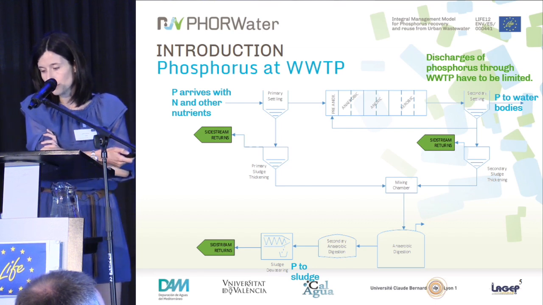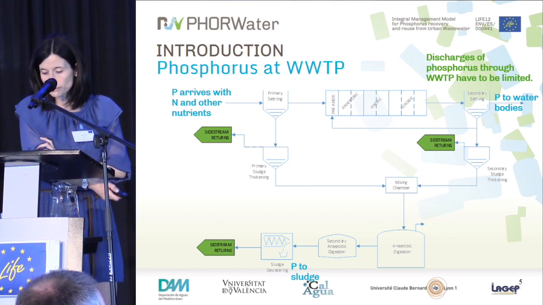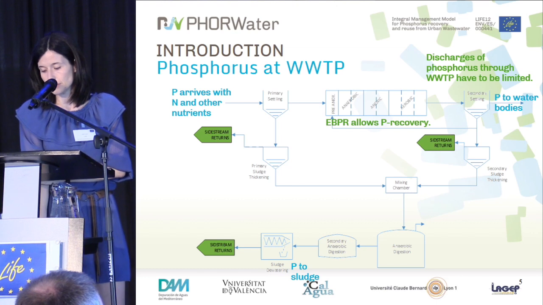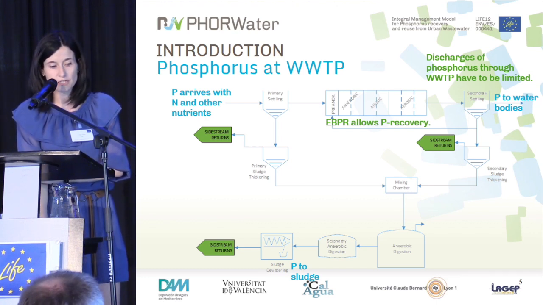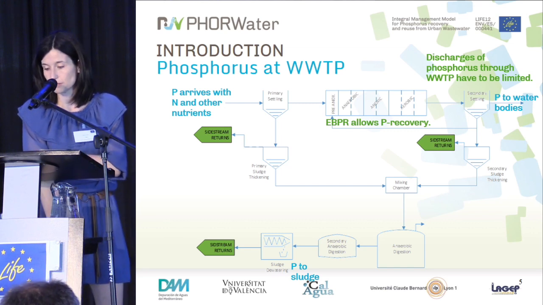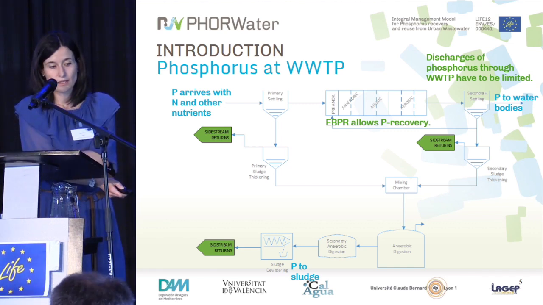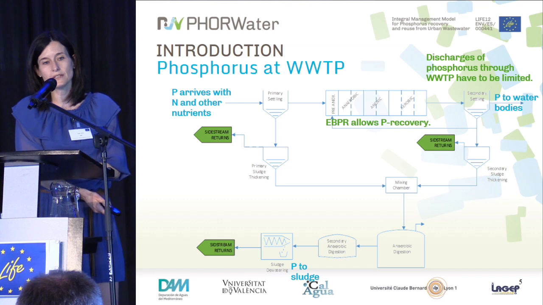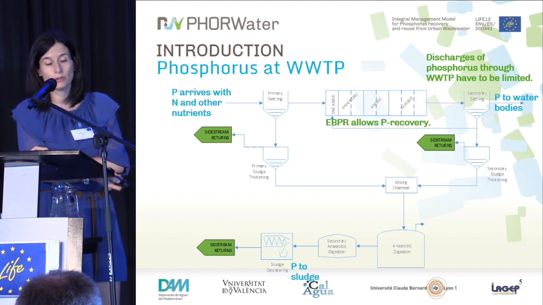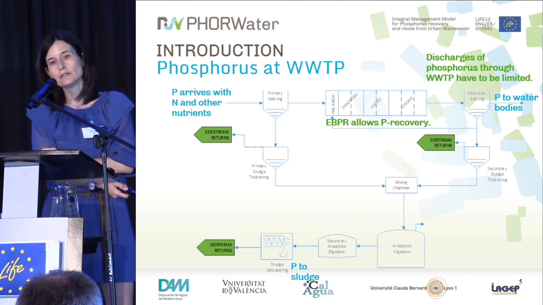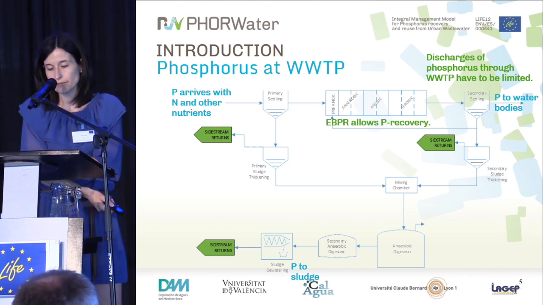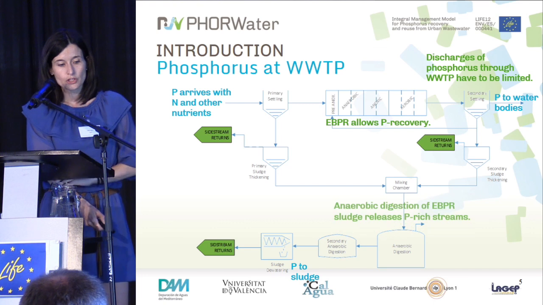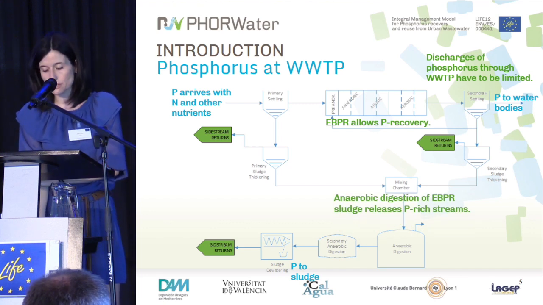Discharges to water bodies should be limited in order to avoid eutrophication problems. And it can be done either by dosing aluminum or iron salts, or by enhanced biological phosphorus removal processes. If we do it by dosing aluminum or iron salts, the problem is that the phosphorus will still go to the sludge, but it will not be in an easily bioavailable form. It will be in the sludge, but it won't be very useful for the plants. So what we do is improve the enhanced biological phosphorus removal.